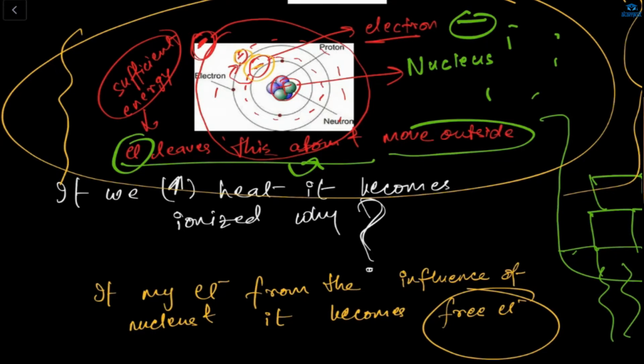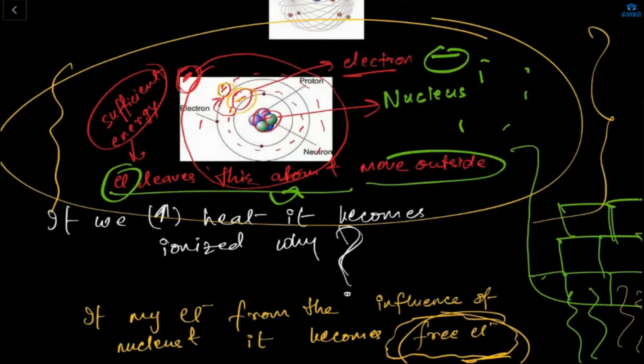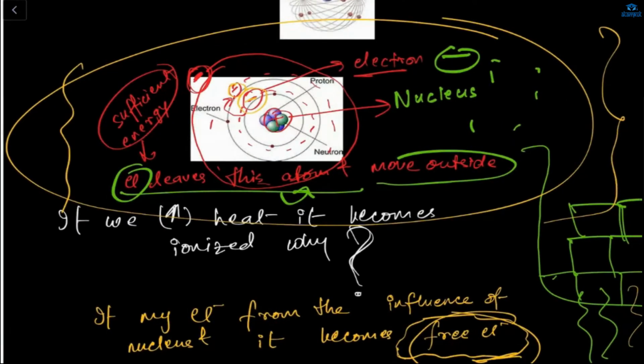And if my electron moves away from the influence of the nucleus, it will become a free electron, right? It'll become a free electron, ma'am, and this usually happens when we combine two atoms, then the exchange of electrons happens. Yes, very good. Just the exchange of electrons. Shazan, any more doubt?